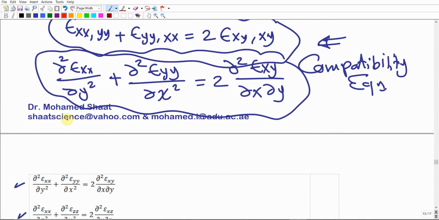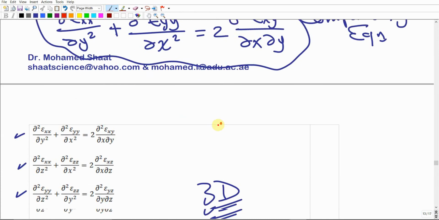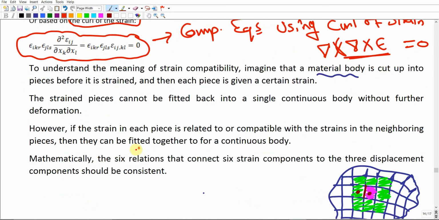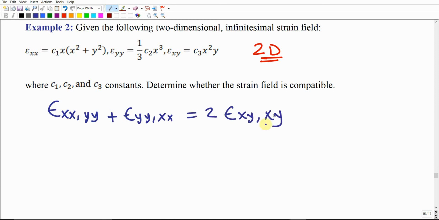Like the second derivative, which is epsilon xx comma yy plus epsilon yy comma xx, it should equal the double of the epsilon xy with respect to xy, comma xy. So this means that for two-dimensional problems, we have epsilon xx comma yy plus epsilon yy comma xx equal to the double of epsilon xy comma xy, right? So your objective is just to do the derivative, find the epsilon xx comma yy, how much it is. The second derivative of epsilon xx with respect to y.